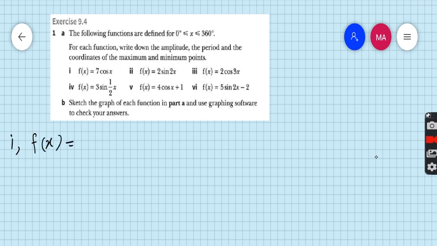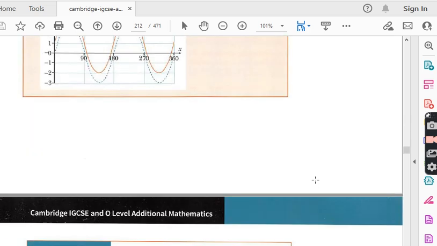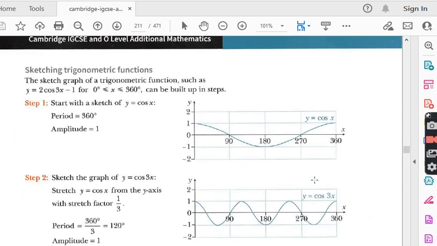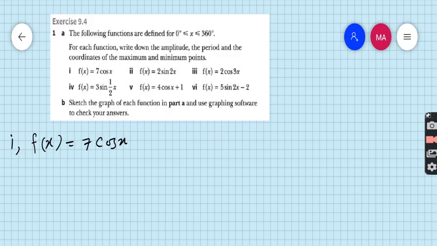First write down part number 1. f(x) is equal to 7 cos x. So first we have to find the requirement, what amplitude. You must write the general equation of cos x which is given in your book. I am going to show it. y is equal to a cos bx plus c. The general equation is y equals a cos bx plus c. What is a, what is b, what is c?